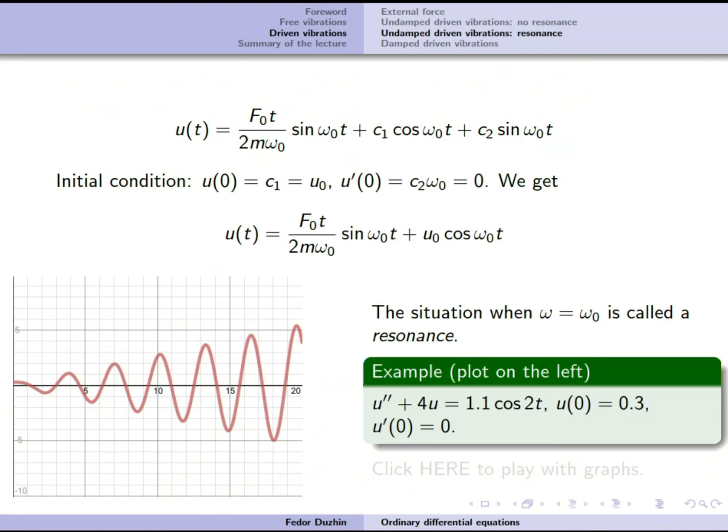And for instance, here is the example plotted here. And again, if you want to explore the topic further, I have created some simple graphs in Desmos calculator, so you can click here and play with the graphs if you want. So you'll have to open the PDF lecture notes to do that.